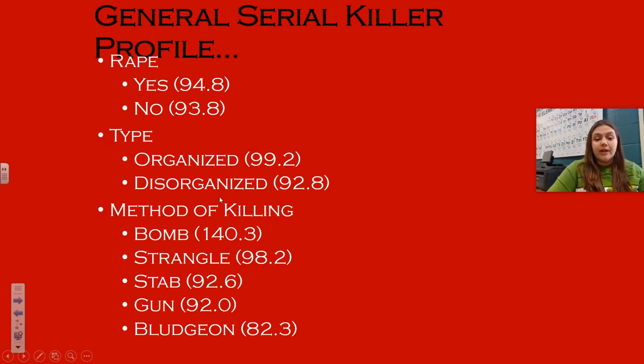Type: organized versus disorganized. That was what we should have gotten from the video yesterday. An organized killer we're going to talk about in more detail tomorrow. But it's about half and half. About half of them are very organized, harder to catch, covering their tracks, planning meticulously, that kind of thing. And disorganized ones just pick a random house, go in and murder everyone.